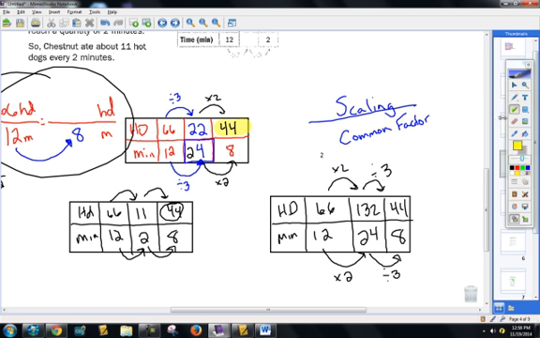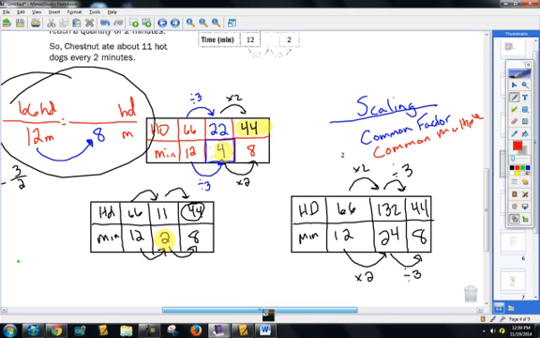But what I'm trying to show you, the general theme here, is you can use a common factor to scale or a common multiple. It really doesn't matter. So everybody write that under scaling. Everybody see that? Understand that?